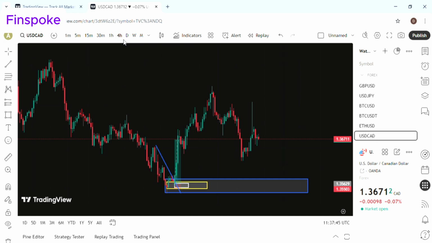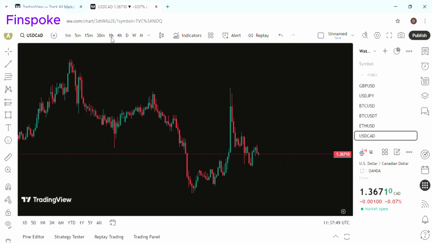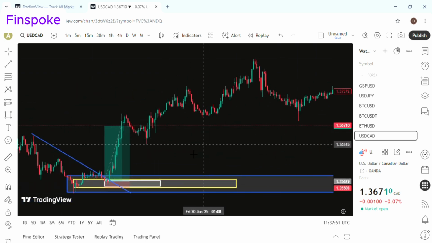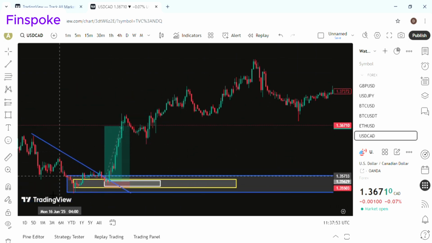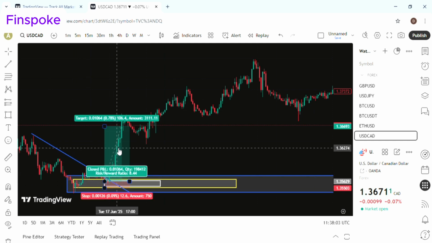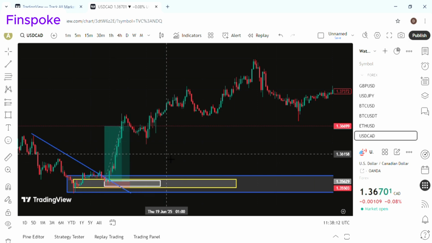This is 4 hours time frame. Let's get to 1 hour time frame so we can see this trade clearly. This is a 1 hour time frame. I saw that opportunity in 4 hours time frame. I decided to move down to the 1 hour time frame. I actually took this trade in 5 minutes time frame because I have to do what we call refinement.